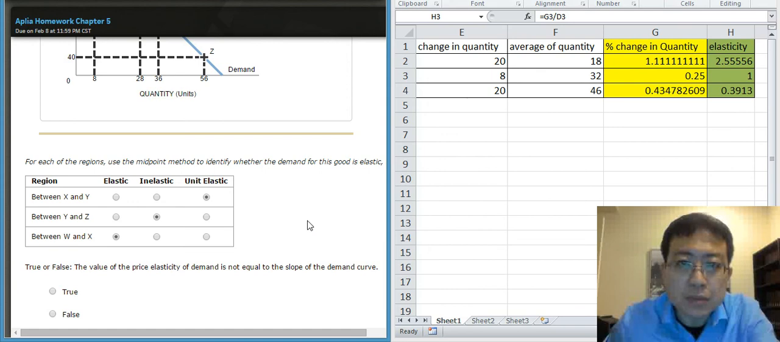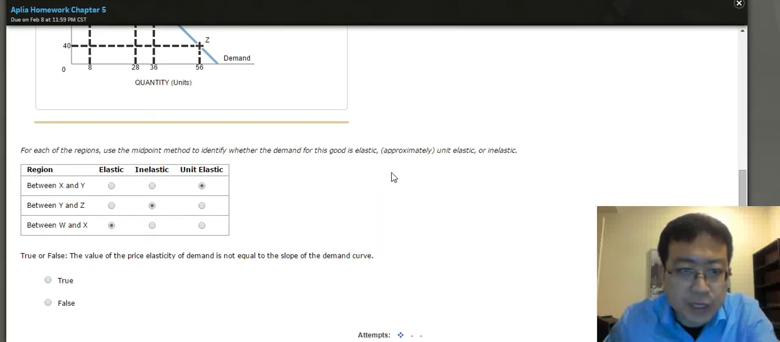And then to answer the last question over here, true or false, the value of price elasticity of demand is not equal to the slope of the demand curve. This statement is true. So remember, your price elasticity will never equal the slope of the demand curve. So I'm going to choose true over here.